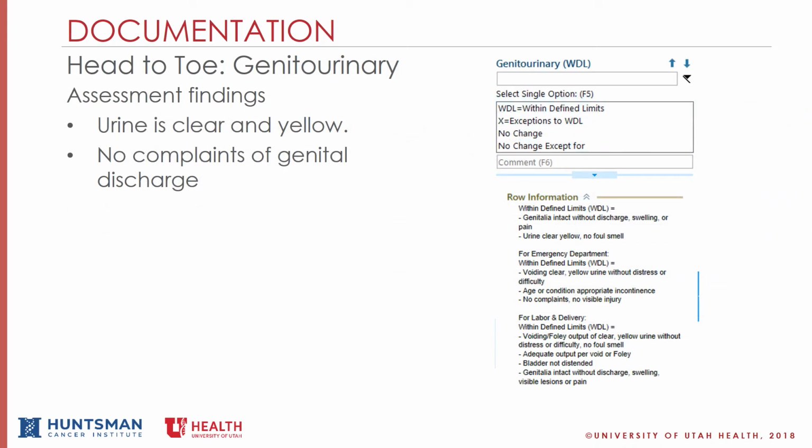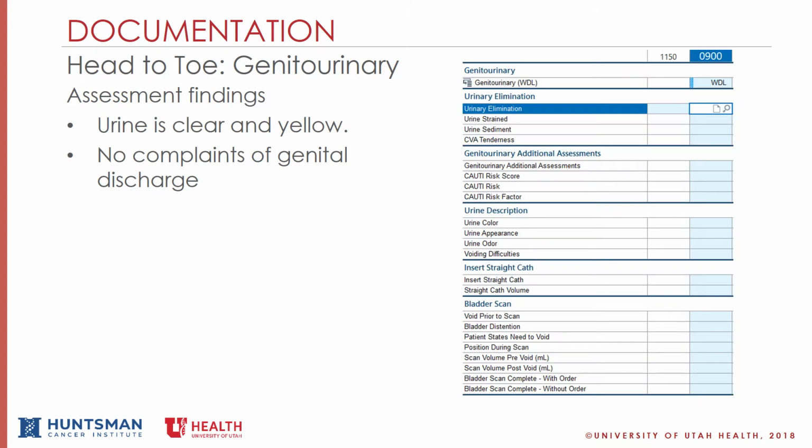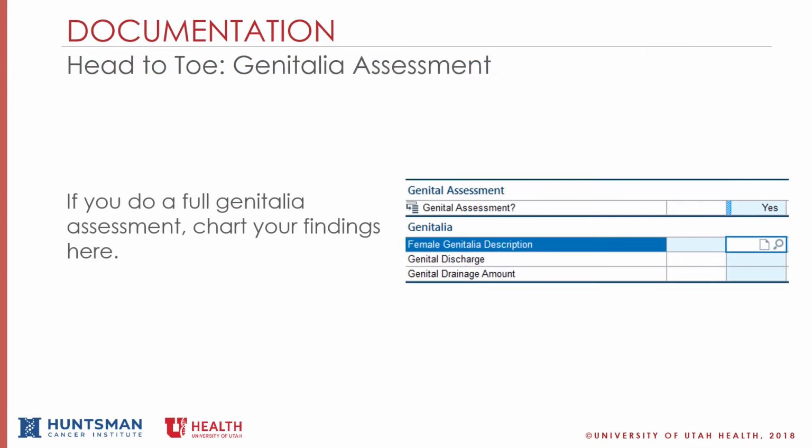Next, let's review our genitourinary section. Our assessment findings was the patient is urinating clear and yellow urine, and they do not have any complaints of discharge from their genitalia. With that in mind and reviewing our WDL definition, does the patient meet the WDL? They do. So this would be how you would chart. There is an option for a genitalia assessment within the head to toe. If you complete a full genitalia assessment, you would chart your findings here.